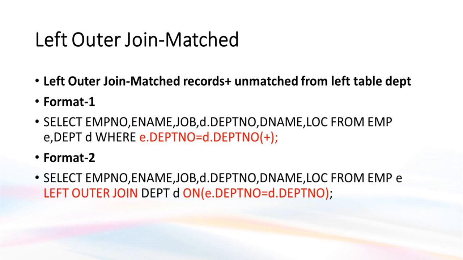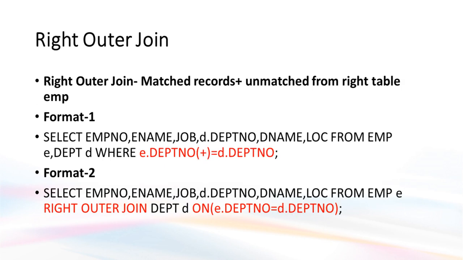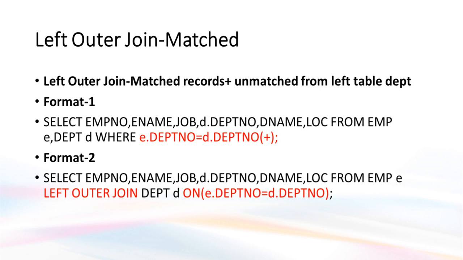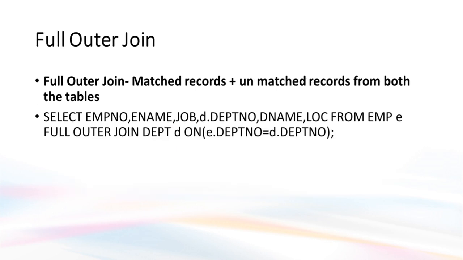And the second format is: select emp number, ename, job, department number, dname, location from employee e. Instead of using plus here, that is another notation we use, left outer join. Instead of right outer join, we just need to use left outer join. The condition and the query are exactly the same. If it is a full outer join, you just need to use full outer join. So select all the columns from employee and department, and then use the full outer join keyword. It will give all the matched records plus unmatched records from both the tables.